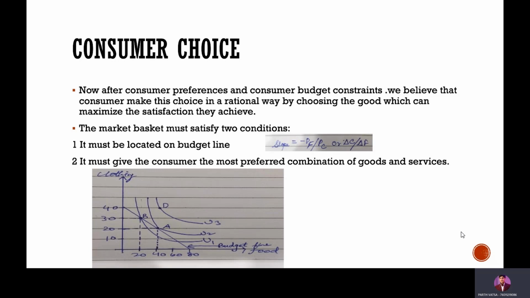So now, the market basket must satisfy two conditions. Okay, first is that it should be located on the budget line. This would mean that the basket which he is trying to purchase would actually be under his budget. Okay, so looking at the diagram below, you can see that on the budget line, there are two baskets, B and basket A. And you can also see that I have made indifference curves.